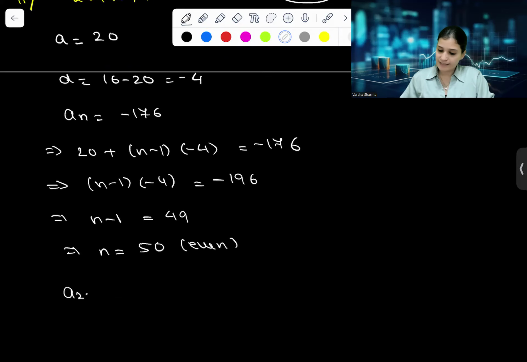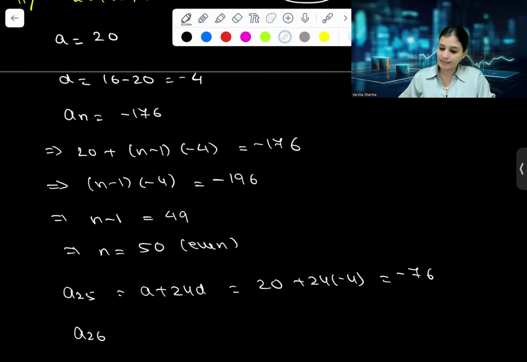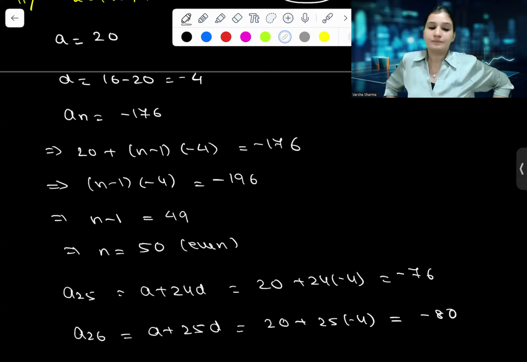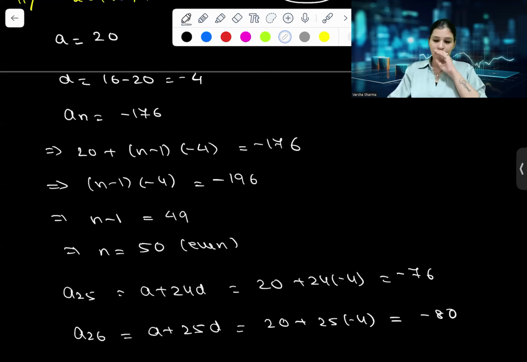A25 is a plus 24d, 20 plus 24 into minus 4, which is minus 76. A26 is a plus 25d; we could have obtained it directly by just adding minus 4. It becomes minus 80. Any doubts? No, ma'am.